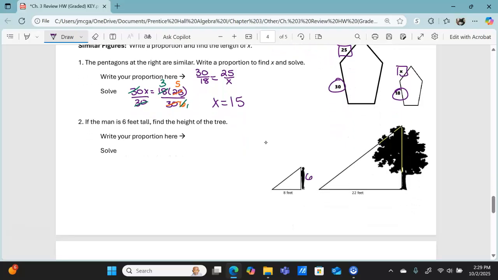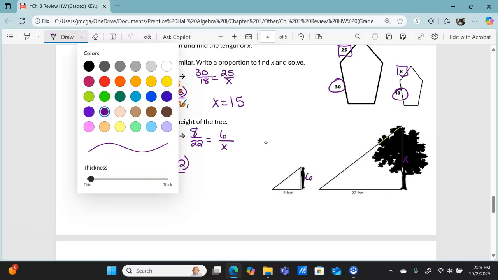In this, the man is 6 feet tall, and I want to know the height of my tree there. So 8 goes with 22, as 6 goes with x. And so cross multiplying, 8x equals 6 times 22. Again, I'm going to do the division first and see what I can reduce.